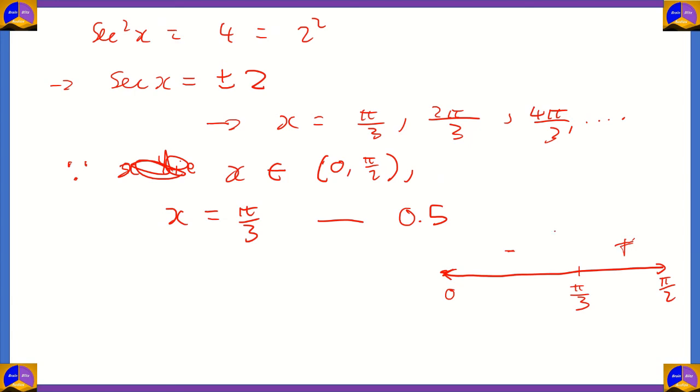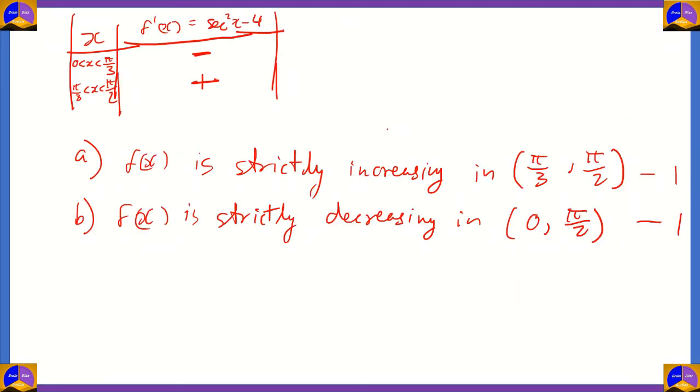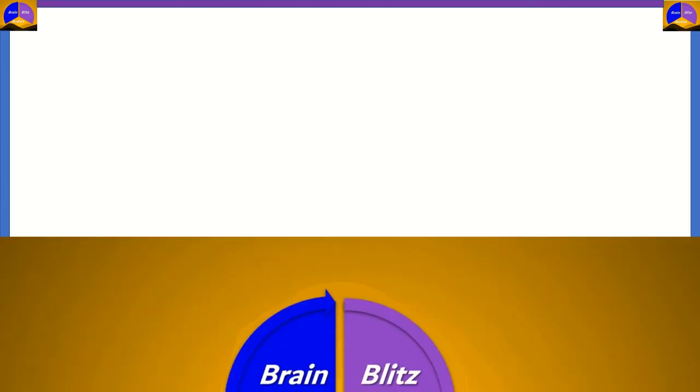So you cannot stop your answer out here. You will have to do the table also. The table is very important, even though there are no marks allotted to it, because that table is where the sign gets decided. So that is the last question of this episode.